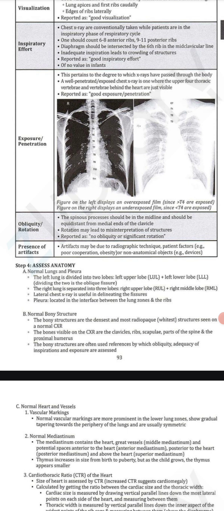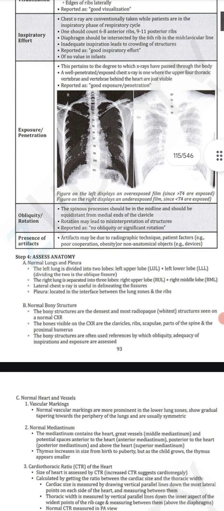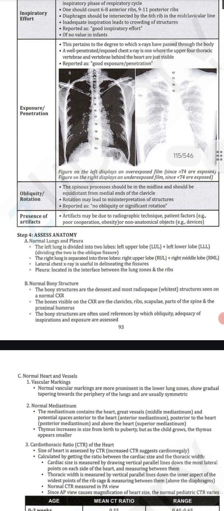Obliquity or rotation. The spinous process should be in the midline and equidistant from the medial ends of the clavicles. Rotation may lead to misinterpretation of structures. Reported as no obliquity or significant rotation. Presence of artifacts. The artifacts may be due to radiographic techniques, patient factors, and non-anatomical objects.